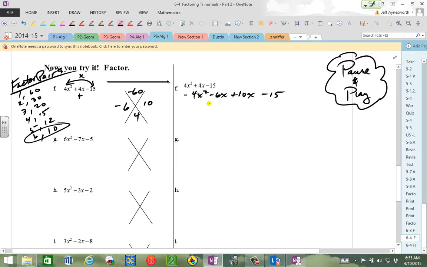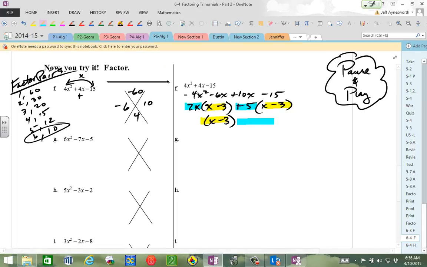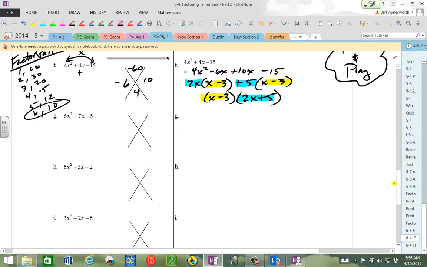Factoring out the 2x here, common factor. Factoring out the 5. Factoring out what's in common. All right, I see x minus 3 in common. Multiply it by the remaining factors, 2x plus 5. Okay, and there we go. Pause the video, try the next one.